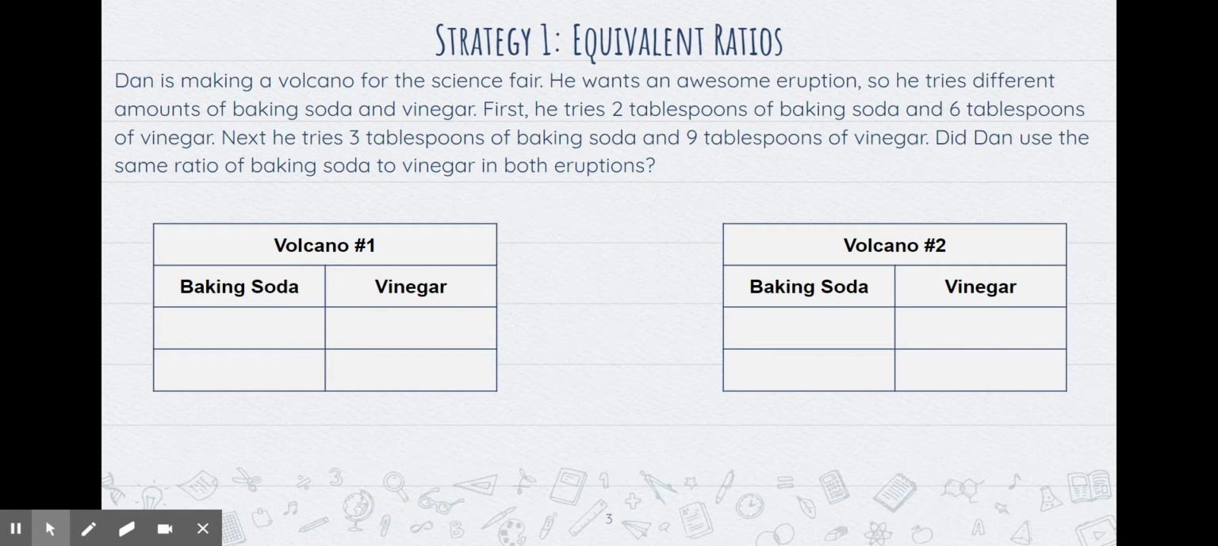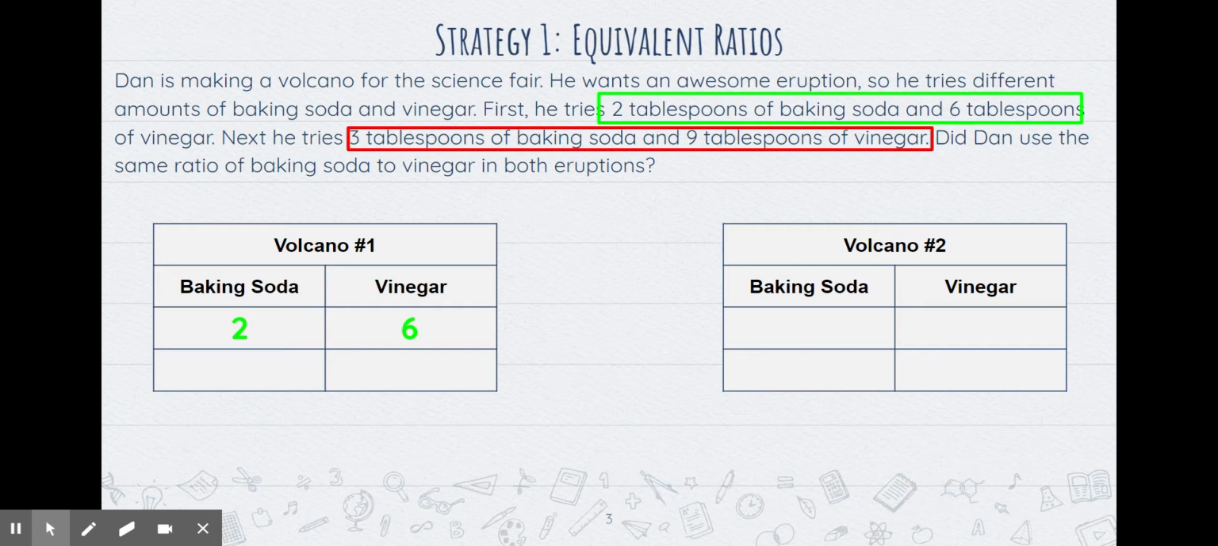And I'm going to go ahead and fill in what I know. So for volcano 1, we know that Dan used 2 tablespoons of baking soda and 6 tablespoons of vinegar. So I go ahead and fill those in the appropriate space. Now for volcano 2, we know that Dan used 3 tablespoons of baking soda and 9 tablespoons of vinegar. So again, we're just going to put those in their correct space.